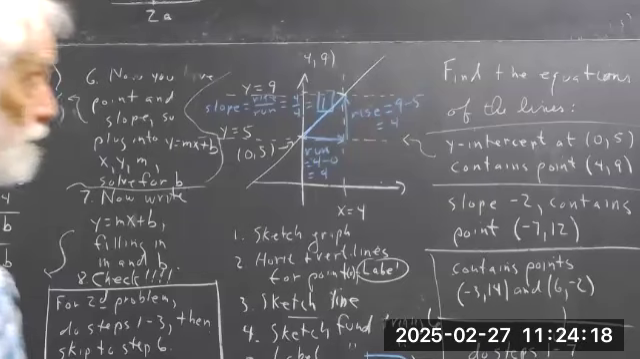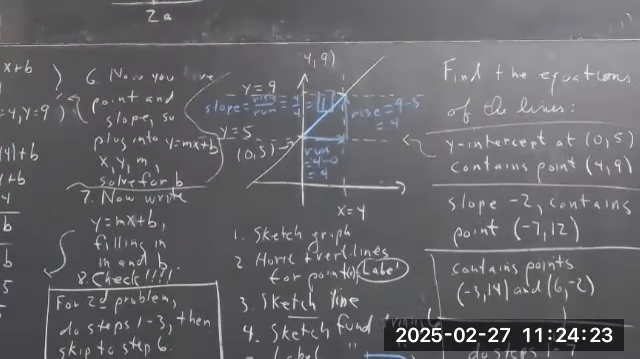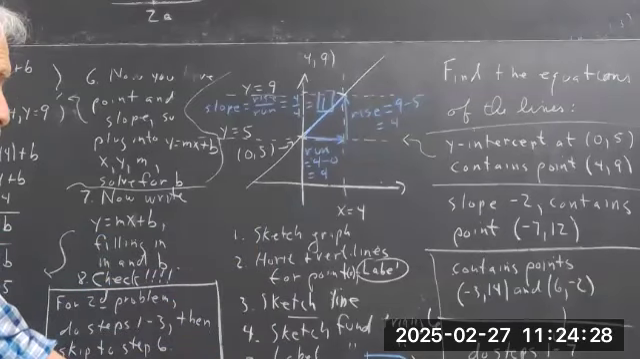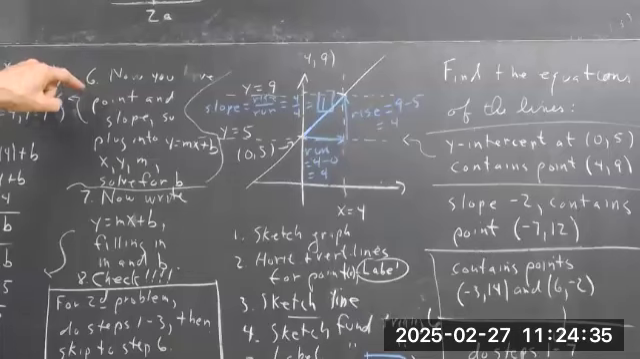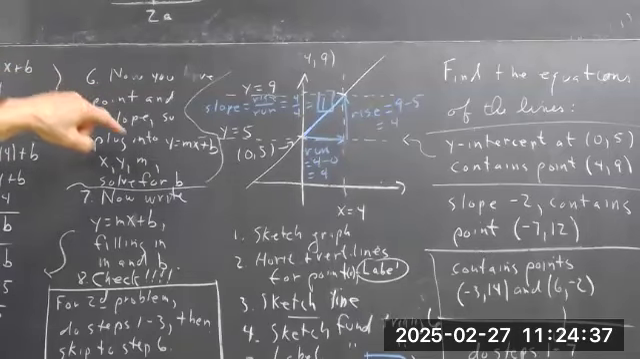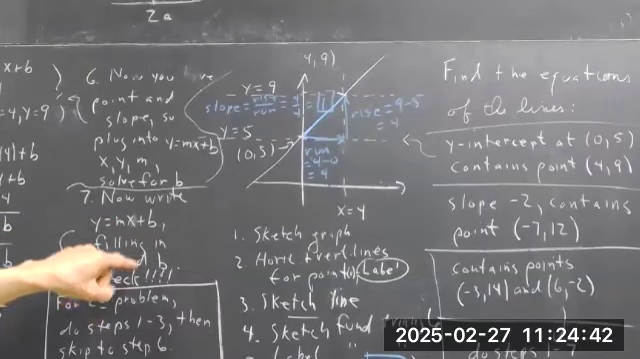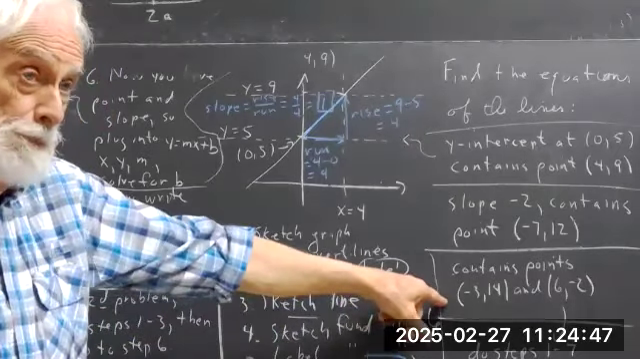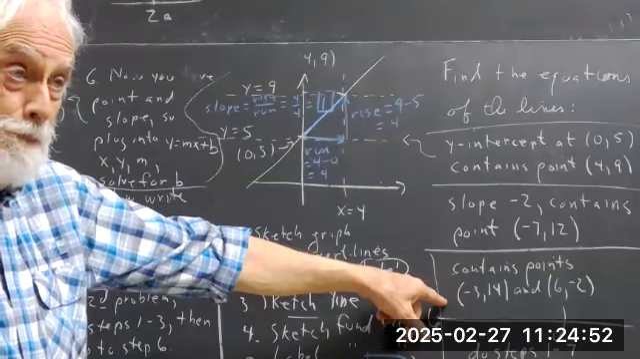Now, slope -2 contains this point. Again, you can actually just skip step 6, because again, you have a point and a slope. So you plug in here and find b, and then knowing the slope and b, you can write your equation. Still want to see the picture, but here's where I really want to see the picture.